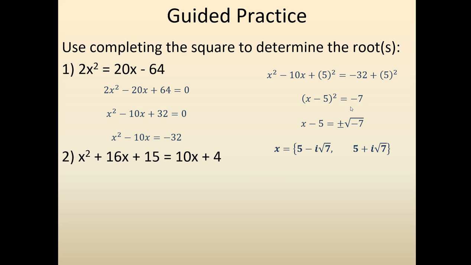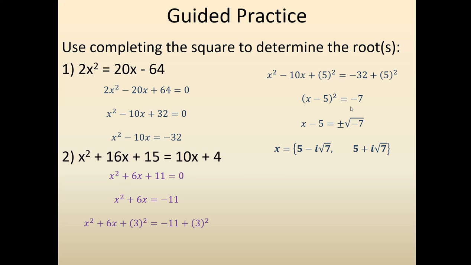For the next question, number 2, do the same thing. We're going to move the 10x and the plus 4 over to the other side. So we get x squared plus 6x plus 11 equals 0. I don't have to do anything with dividing or simplifying anymore. So we just move the 11 over to the other side to get negative 11 there.